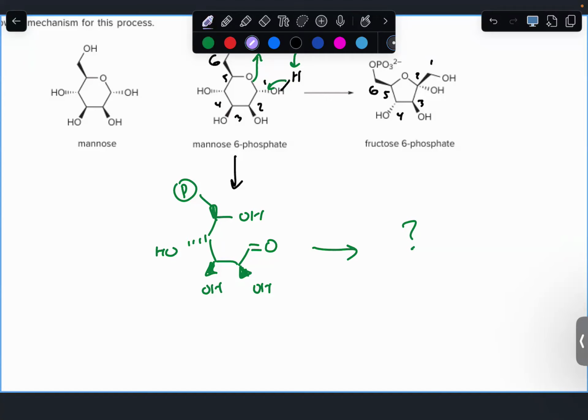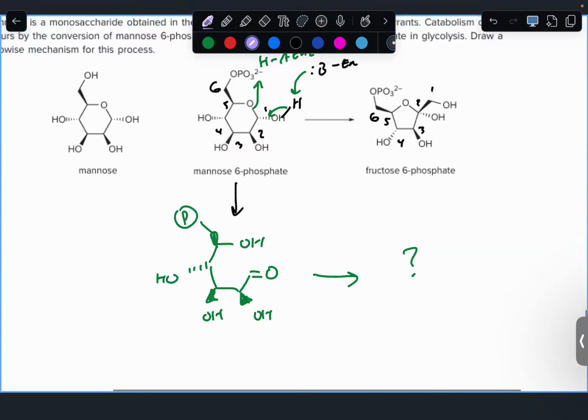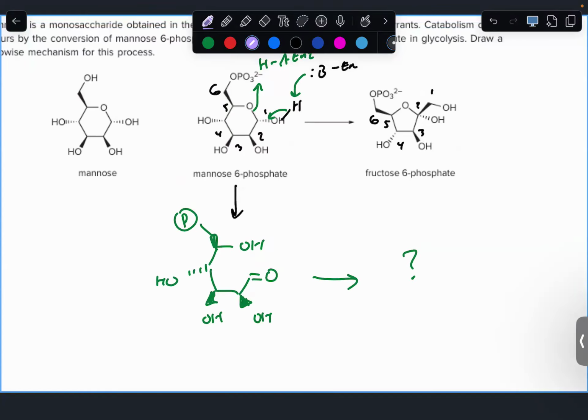All right. So the thing you want to notice is, obviously what changes is the size of the ring. But what's happened is that the hemiacetal, instead of being at carbon 1, is now at carbon 2. So where does the hemiacetal come from? It comes from a carbonyl.